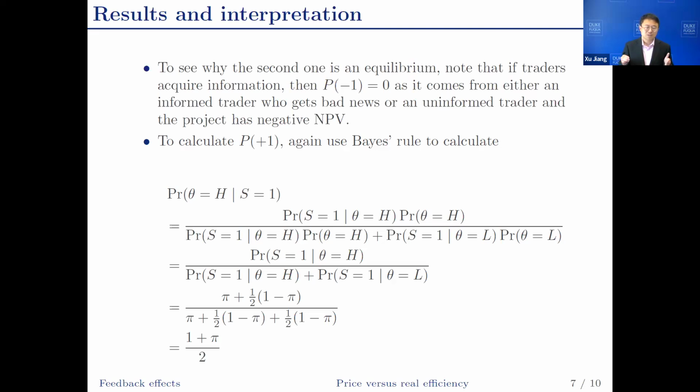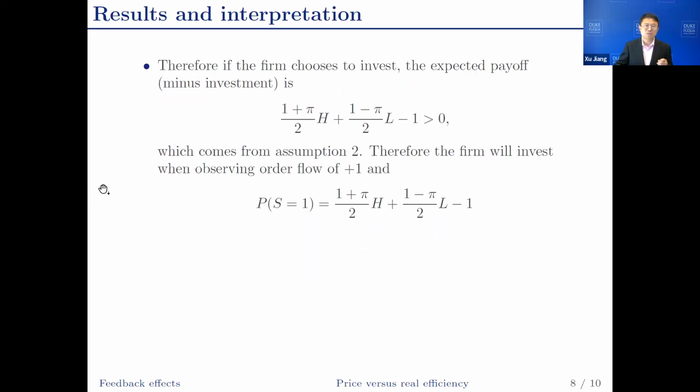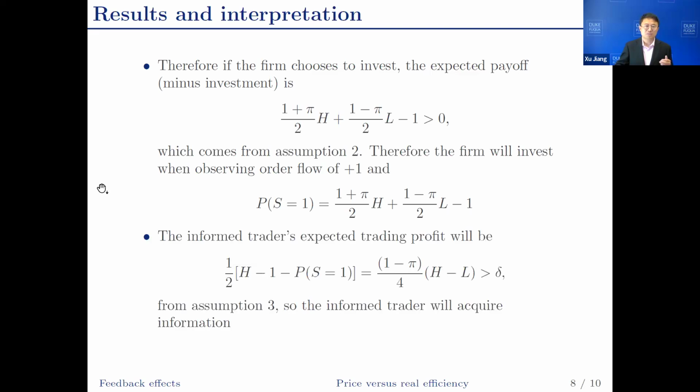And you sum up the probabilities of the two cases, you get the probability S equals 1 conditional on theta equals H. So if the firm chooses to invest, we can calculate the expected payoff minus the investment cost based on the posterior belief. And this is positive, which means that the firm is going to invest in the project.